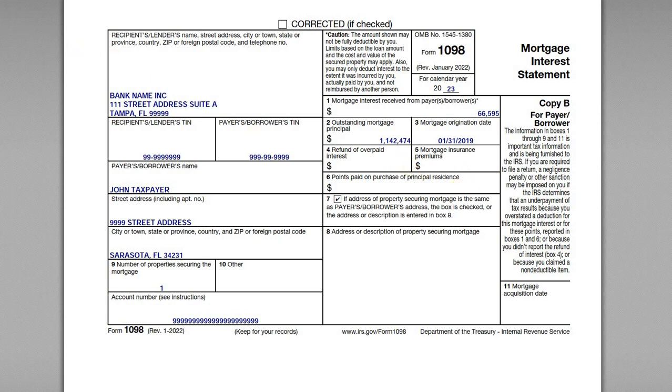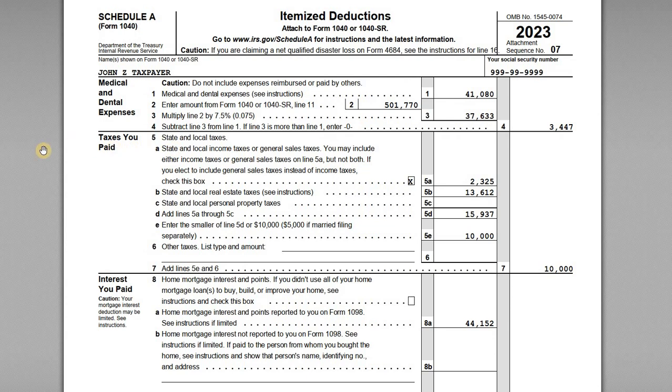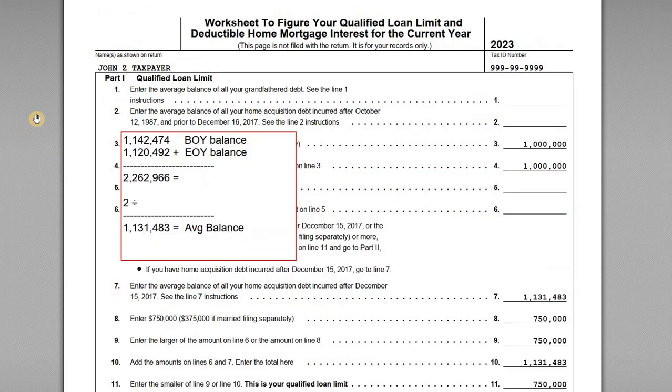Now, when we look at his tax return, there is a worksheet that you can complete. This isn't filed with the return. It's just used so you can calculate the average mortgage and then how much interest is actually deductible. Now, this box here, I've added this just so we can go through the calculation, but this isn't part of the worksheet. It's just my math here.